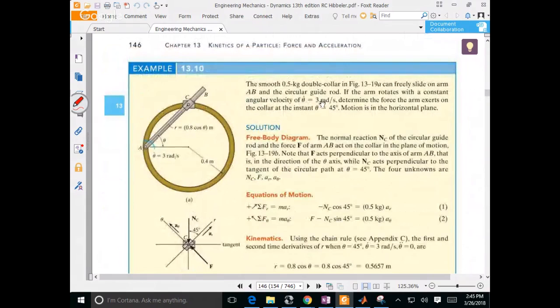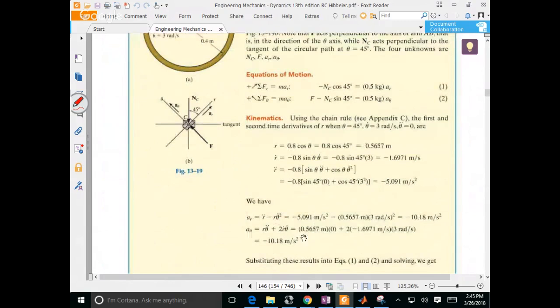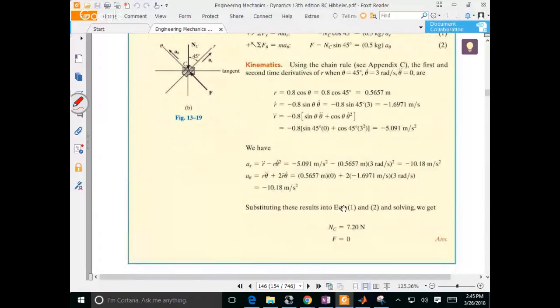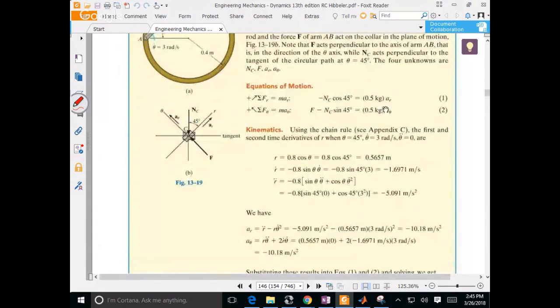Here's your theta dot is 3. It rotates with a constant angular velocity of 3, which means theta double dot is 0. That way you can figure up all your accelerations. So you get your acceleration, radial acceleration minus 10. Wow, that's weird. Theta acceleration, the same value. And then you substitute the theta and the r back in here. Theta and r right back in here.